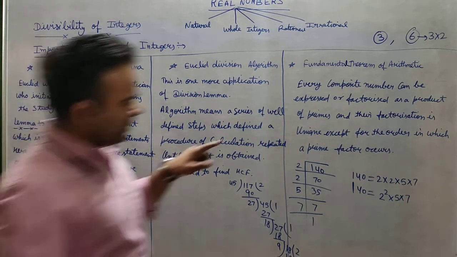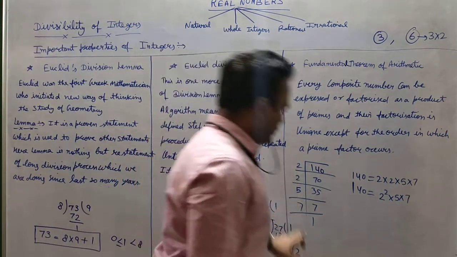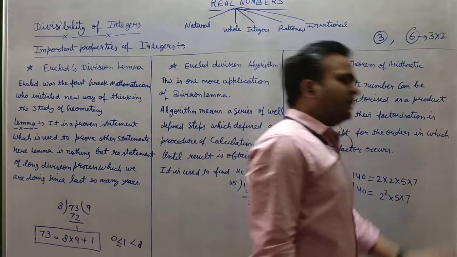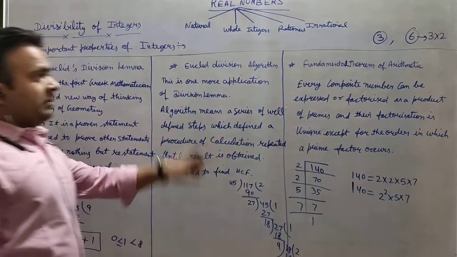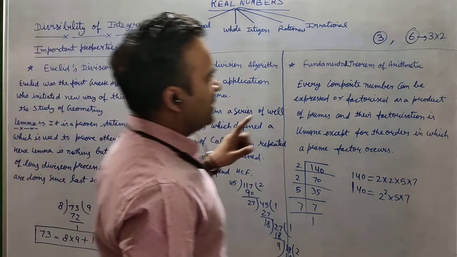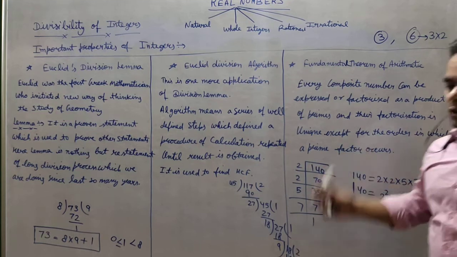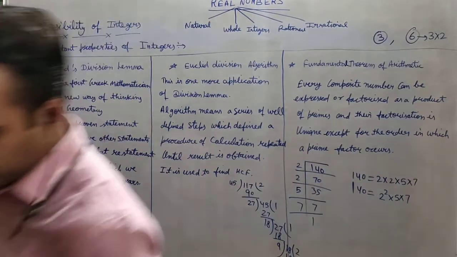Now I have taken one example. I think you know very well how to find the factors. We are doing the same thing here, and we have written it in this form. Again, this fundamental theorem is also generally used to find the LCM, and we can find the HCF also by this theorem. Now I am coming to the next point.